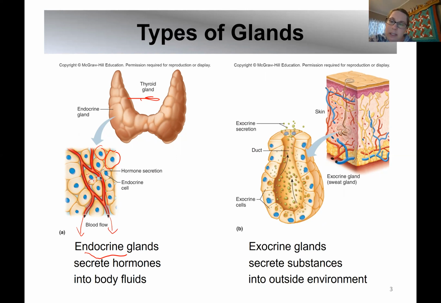Exocrine glands: here's a sweat gland way down here in the skin. It's going to secrete sweat, and the sweat is going to travel through that little duct up to the skin surface. So exocrine glands travel by a duct, while endocrine glands secrete hormones into the bloodstream.